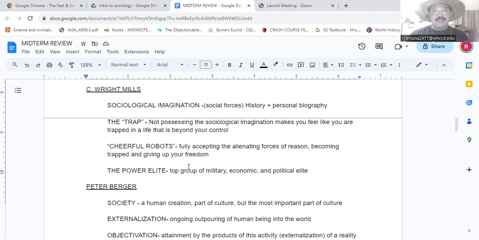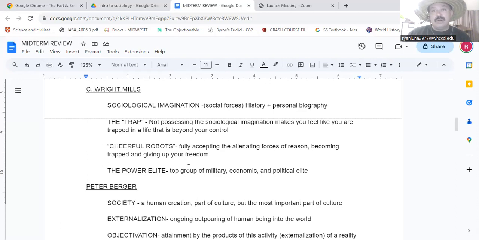If you have the ability, the sociological imagination is like a pair of glasses, right? You don't have glasses on, you're in the trap. What does that mean? Mills says you feel like your life is out of your control. Think about it. COVID's happening, inflation's happening. Do you feel in control of your life? You feel trapped.